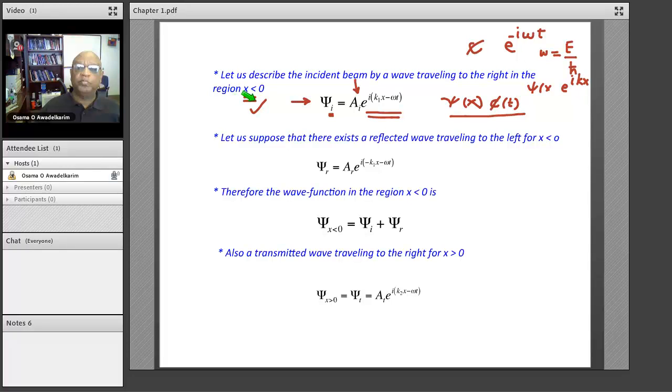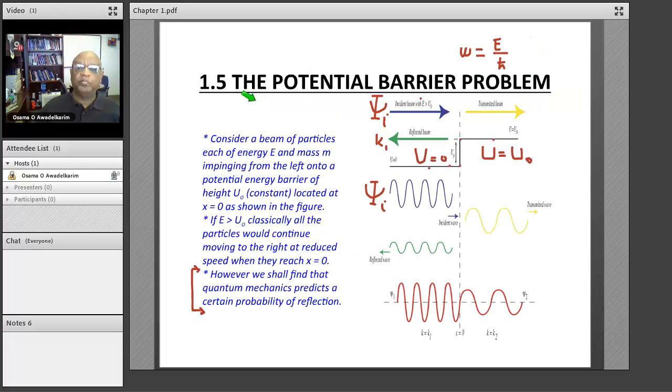That's the left-hand side region. Now, we know classically that doesn't happen, but let's assume that there is a reflected wave. So again, the reflected wave is this green wave here, and I'm going to call it psi r, r for reflected.